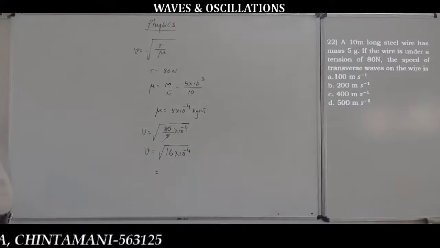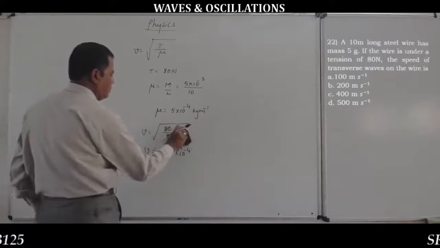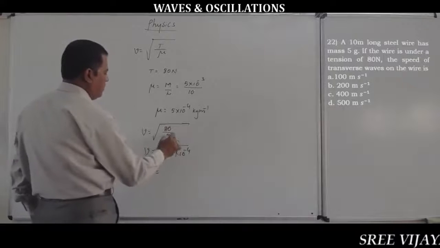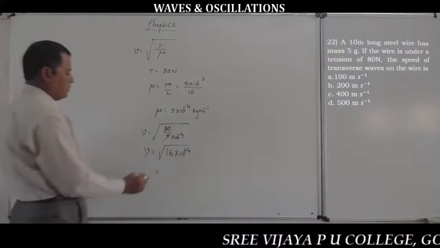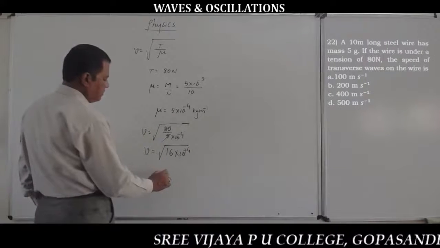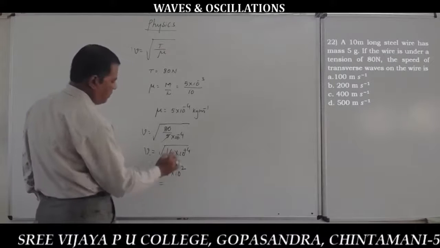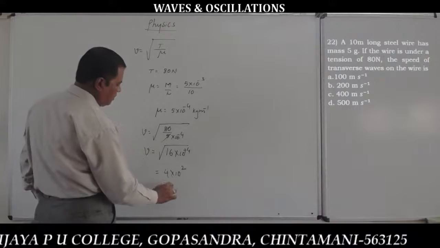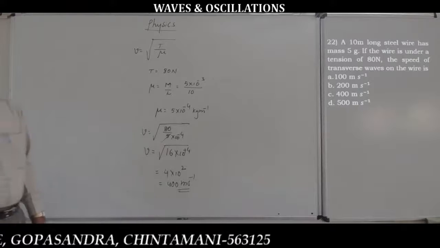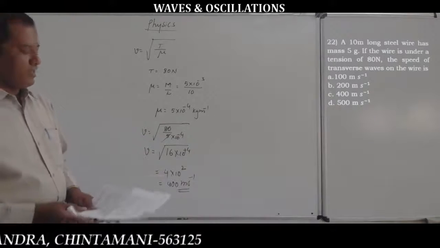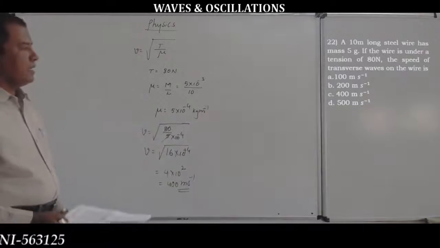Sorry, this power it should be in the denominator. So it is 5 into 10 power minus 4. This becomes plus 4. So now root of 16, 4 into 10 power 2. Square root of 10 power plus 4 is 10 power 2. So you get 400 meter per second. So that is the speed of transverse wave on the wire. So therefore we get option C, the 400 meter per second.